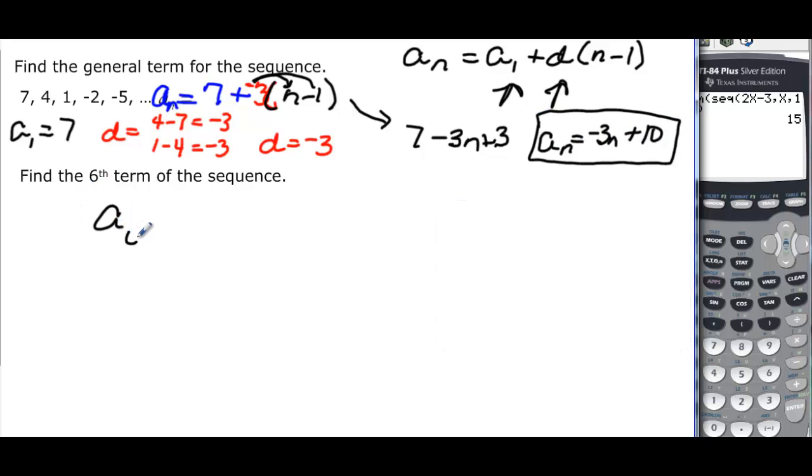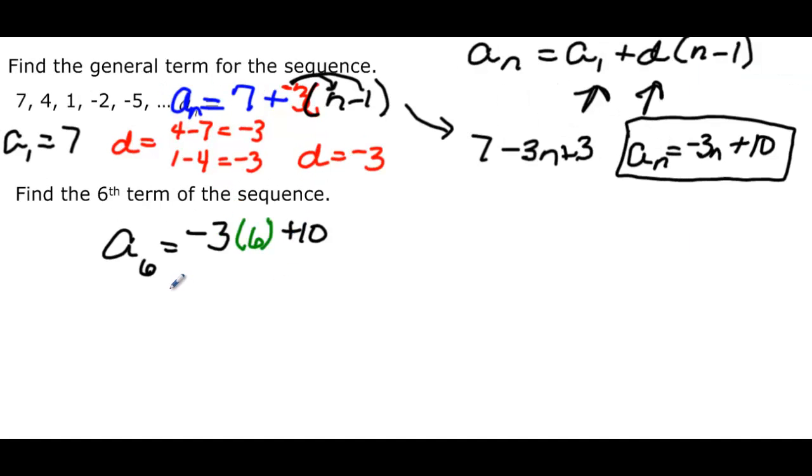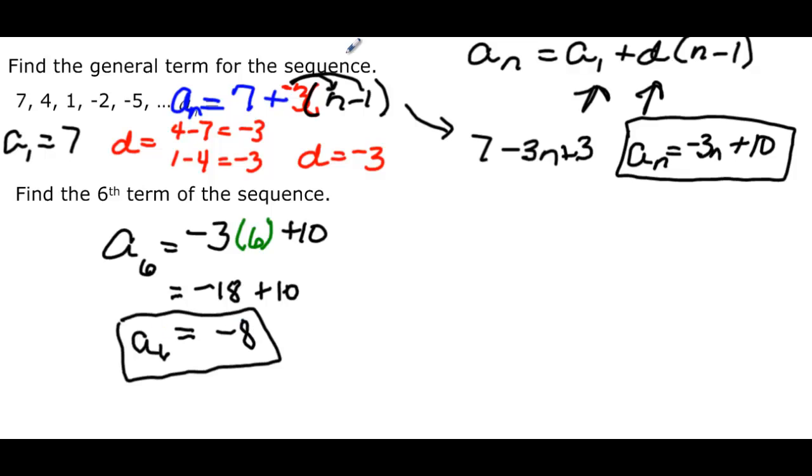So the second part of this problem says find the sixth term. Well, that means we want a sub 6. So negative 3, and then we put our 6 in here because that's the n, and then plus 10, then that would give us negative 18 plus 10, or a sub 6 is going to be equal to negative 8.